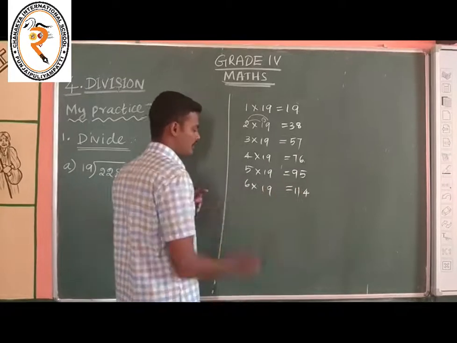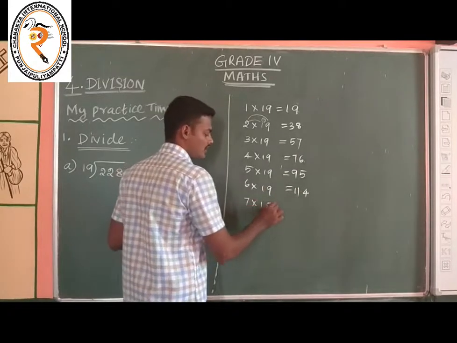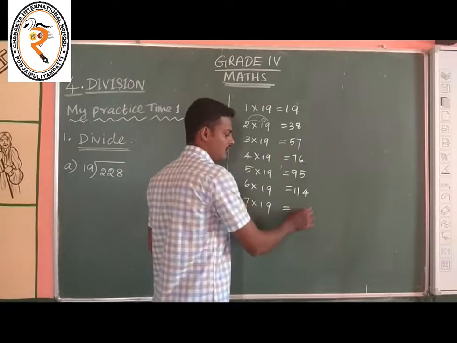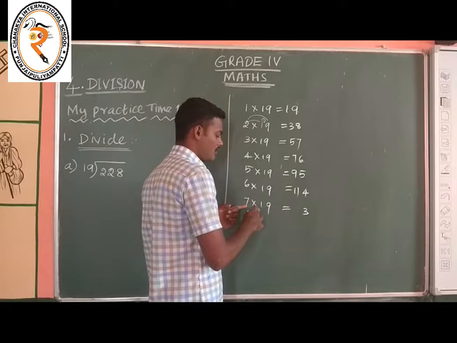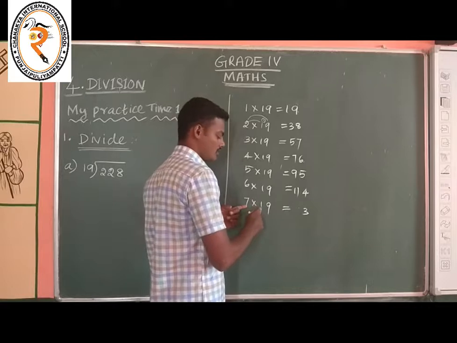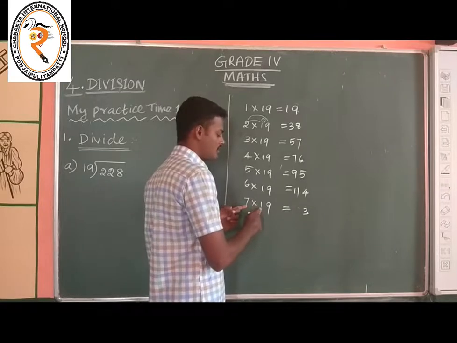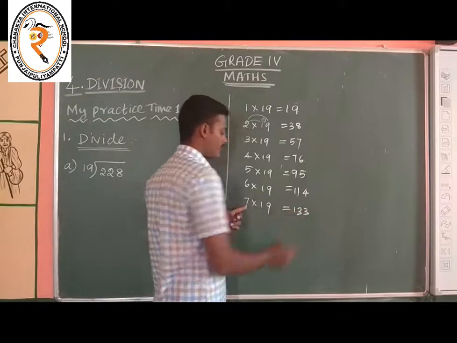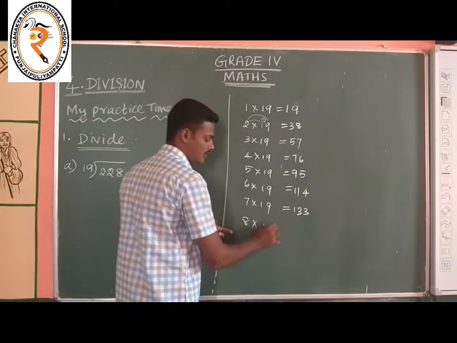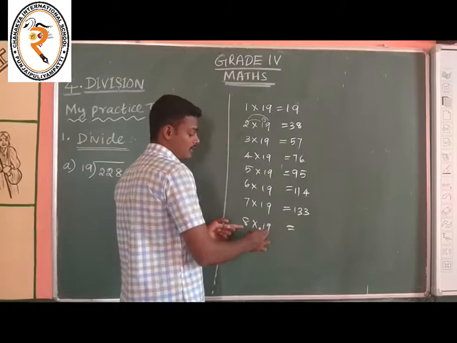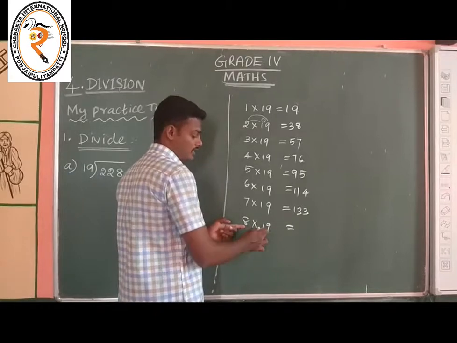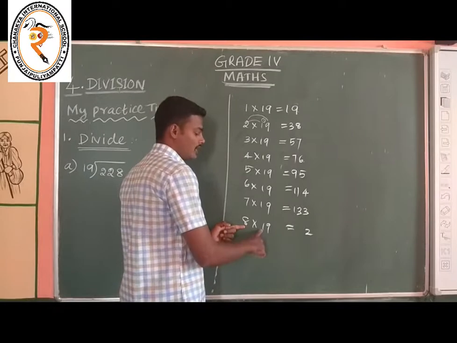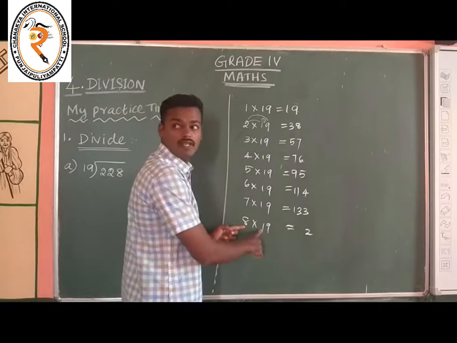114. 7 19s are 7 9s are 63, 3 here balance 6. 7 into 1 is 7, 7 plus 6 is 13. 133. Next, 8 19s are 8 9s are 72, 2 here balance 7. 8 1s are 8, 8 plus 7 is 15.